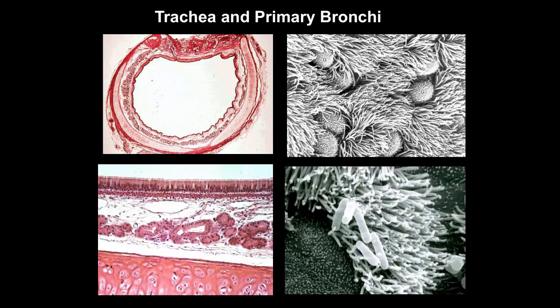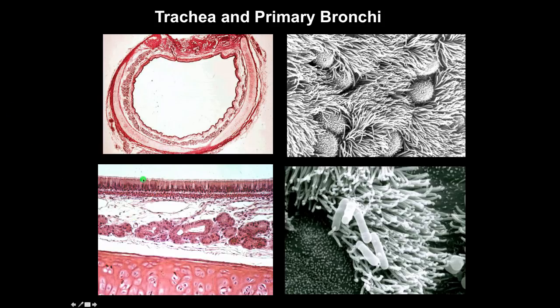Here's just a histological view of the trachea and primary bronchi. It's difficult to distinguish between trachea and primary bronchi, and for our course we'll assume the primary bronchi are those regions of the bronchi that are outside of the lungs. On an exam, we'll take either trachea or primary bronchi for an answer. You can see here by scanning electron microscopy the ciliated epithelium and the goblet cells, and just a little bit higher power view on the bottom.